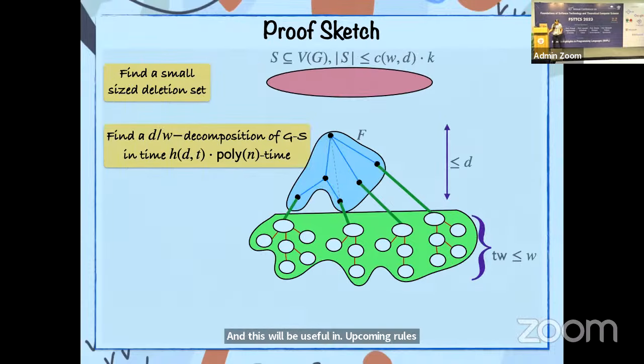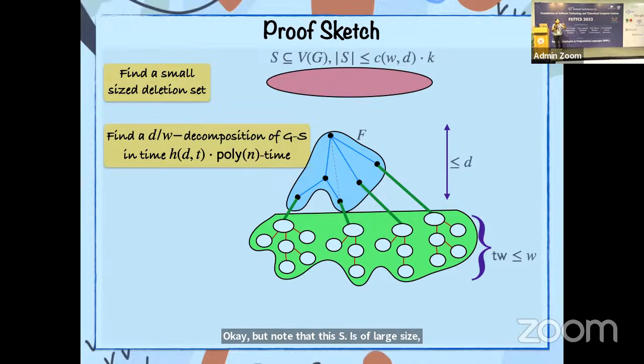Now, the way the algorithm proceeds is, we find a set S whose size is not too large, so that if you delete this subset of vertices, then your graph has the nice property. You have a small portion, small interior. We will prove that it has a small interior and exterior, but then it has a decomposition where the interior has depth at most D, and the remainder has tree width at most W. Okay, but note that this S is of large size.